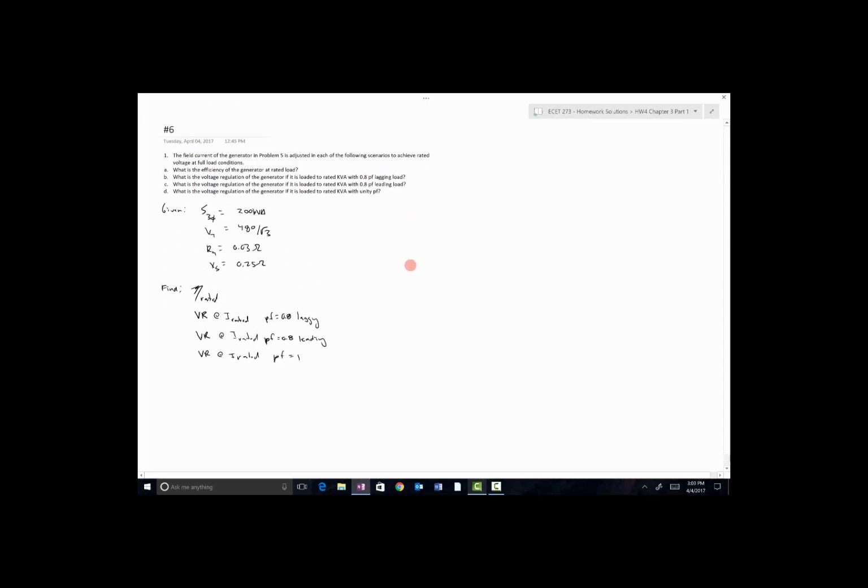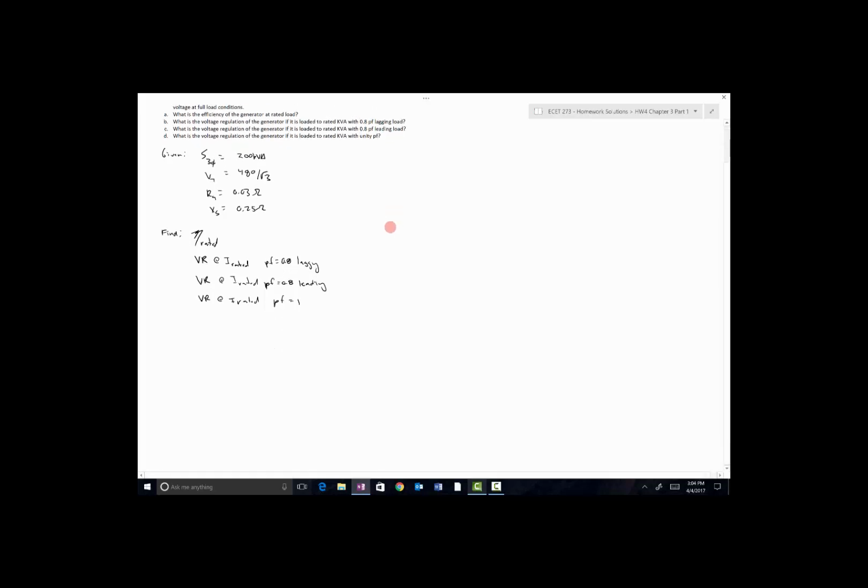So basically what this is saying is, what was the efficiency of the generator under the conditions we analyzed in the last problem? The last problem analyzed the generator under rated conditions, so we're just being asked what the efficiency was there. And then what's the voltage regulation of the generator at 0.8 power factor lagging load? That's also the previous problem, and the question is, how much change in terminal voltage was there? Then we want to repeat that for the two different loading conditions.